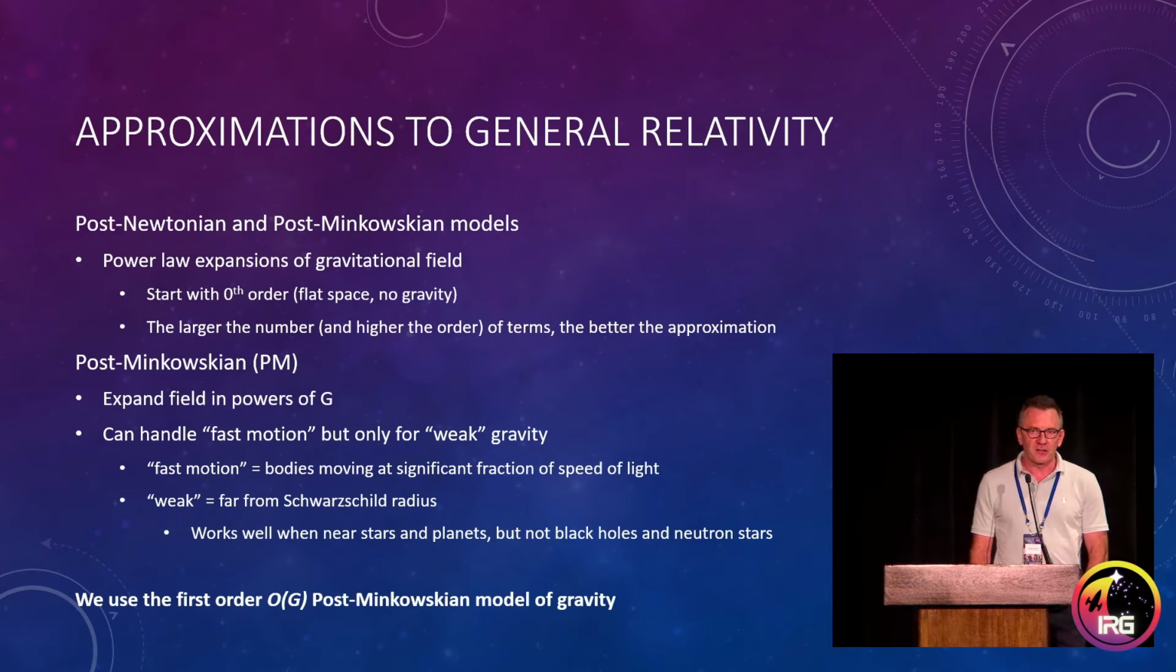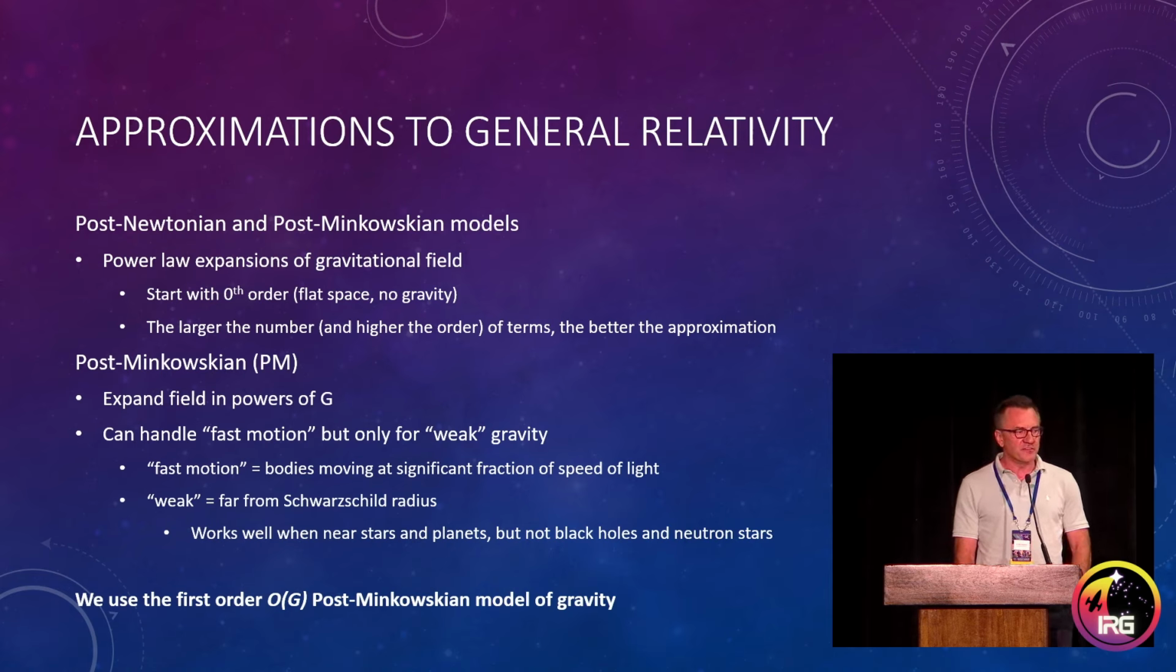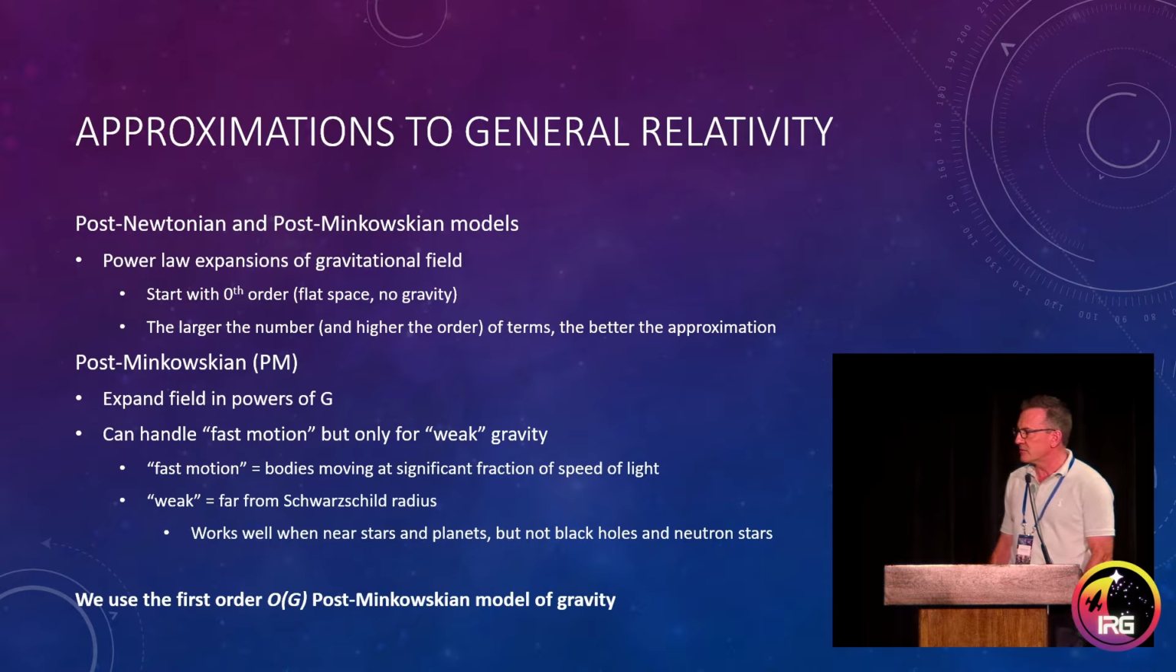There are different approximations to general relativity. Post-Newtonian and Post Minkowskian are two of them. Both of them are power law expansions of the gravitational field, in which you start with the zeroth order approximation, which is flat space, no gravity at all. And then you introduce higher and higher order terms. The more terms you introduce, the more accurate your approximation. Post Minkowski in particular is an approximation where you expand the field in powers of G, Newton's constant.